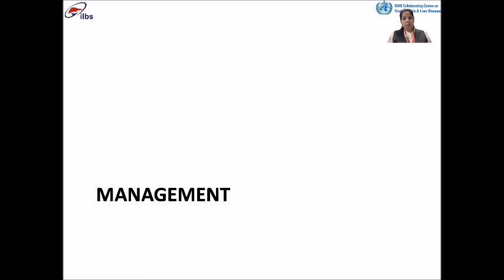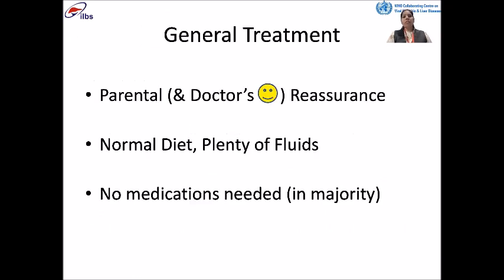Okay, coming to the management. The general treatment is, especially, reassurance, which is very, very important: parental and doctor's reassurance regarding the condition. The child can be encouraged to take a normal diet and plenty of fluids. No medications are needed in the majority of cases, as it can resolve on its own without any medications or treatment.